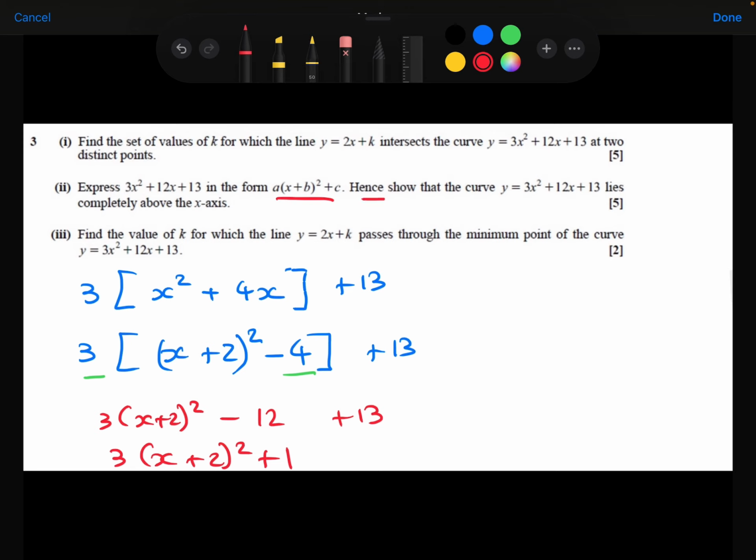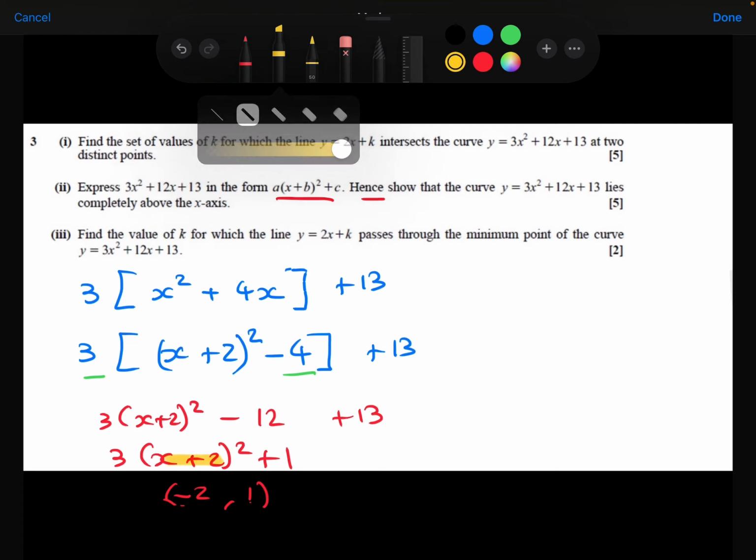It now says, hence, show that this curve lies completely above the x-axis. Well, the completed the square form tells me that the minimum is at minus 2, plus 1. Minus 2 because of this and plus 1 because of this. So the minimum is at minus 2, 1. So that's saying the minimum the y coordinate can be is 1.